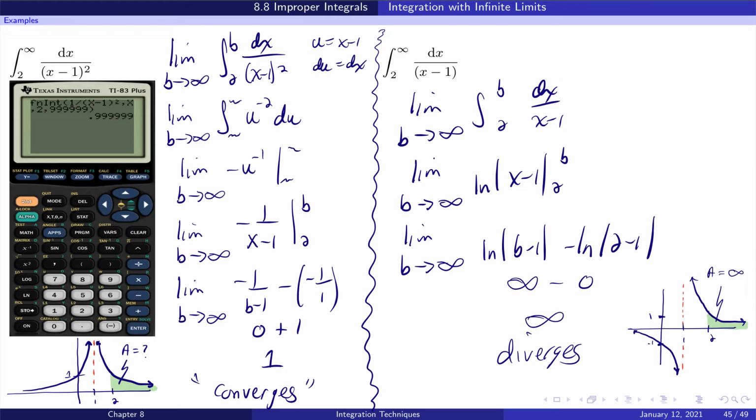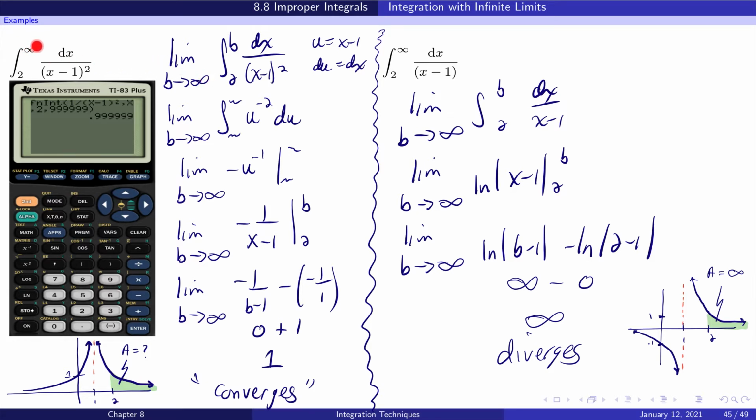So in the first example, we want the area under this reciprocal function, 1 over x minus 1 squared, from 2 all the way up to positive infinity. And if you go to your calculator and ask it to calculate this for you, you get 0.999999, which I think is 1. In other words, the picture for this is here's the reciprocal squared function. It does not exist at 1, and we want the area from 2 all the way up to positive infinity, and our calculator is saying that that area equals 1. So let's see what it is.